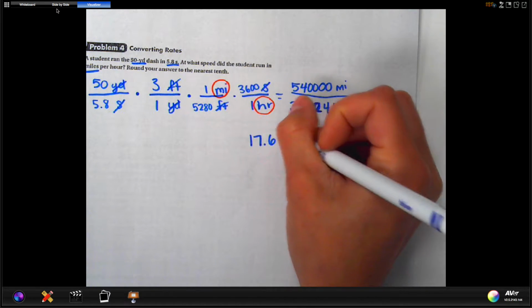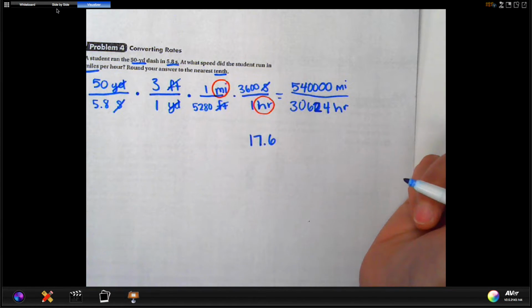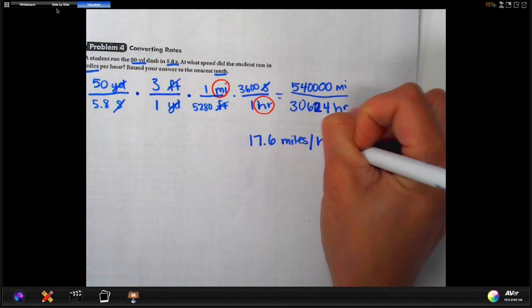17.633228884. And it says round to the nearest tenth. So we're going to say 17.6 miles per hour is the answer.